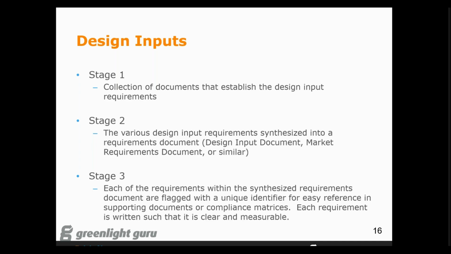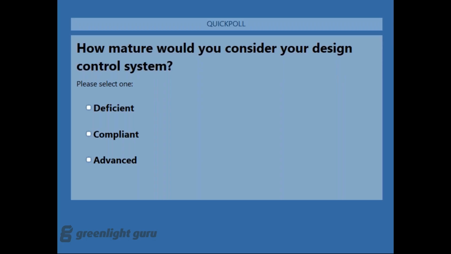Alrighty, yeah, absolutely, Jim. So we've got a first polling question, one of 3 that we're going to do in today's presentation. You all should see it just came up on your screen. How mature would you consider your design control system? Deficient, compliant, advanced.